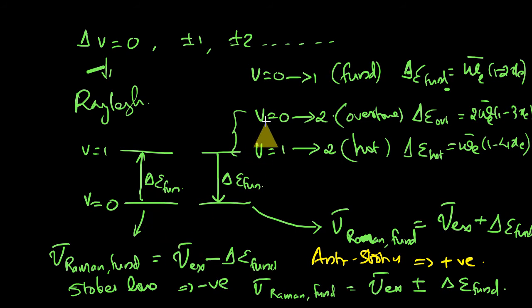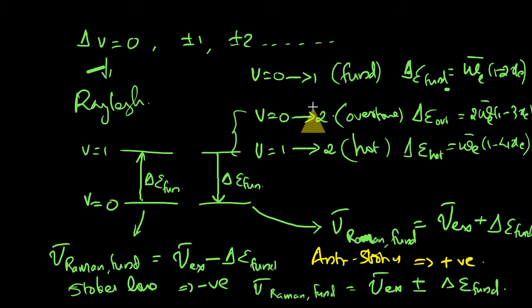And here we know that we are considering the fundamental transition only. We can consider other transitions as well, and corresponding to that we will get other lines as well. But generally, with considerable intensity, we will see only the line corresponding to this fundamental transition.